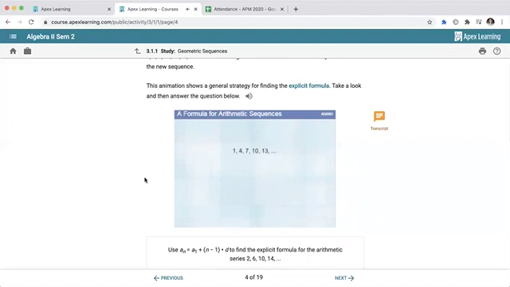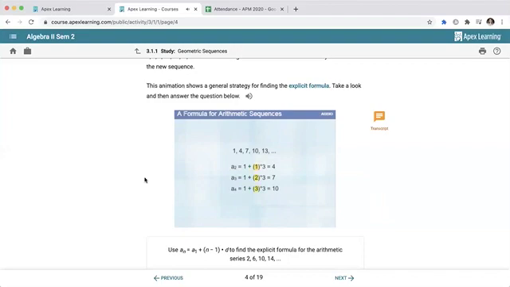If this is our arithmetic sequence, then the first term in the sequence, A1, is 1, and the distance between consecutive terms is 3. To get the second term, we start with 1 and add 1 times 3, which gives us 4. To get to the third term, we start with 1 and add 2 times 3, which gives us 7. To get to the fourth term, we start with 1 and add 3 times 3, which gives us 10.